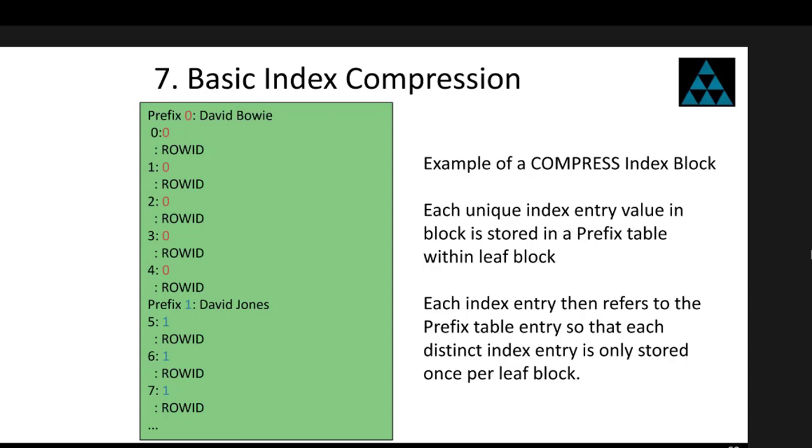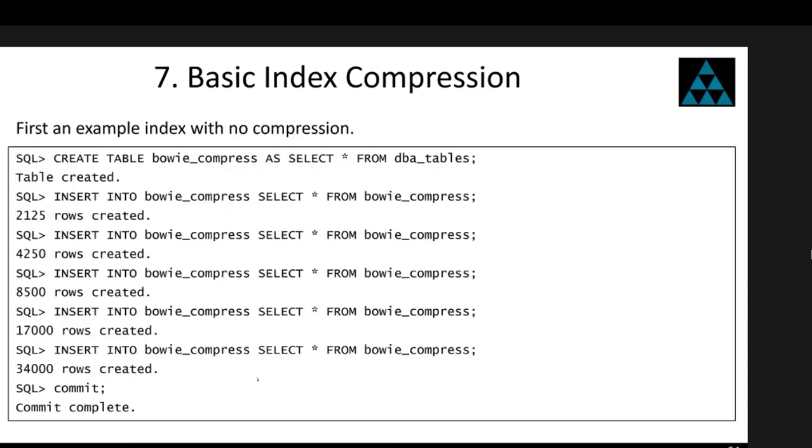So what I'm going to do is create a table. I'm just going to create a table based on DBA tables and insert it into itself a few times. Why? I just want to create a whole bunch of duplicate data. That's because this only works when you've got duplicate index entries, and most indexes are non-unique indexes. So you probably have a lot of indexes that do have duplicate values.